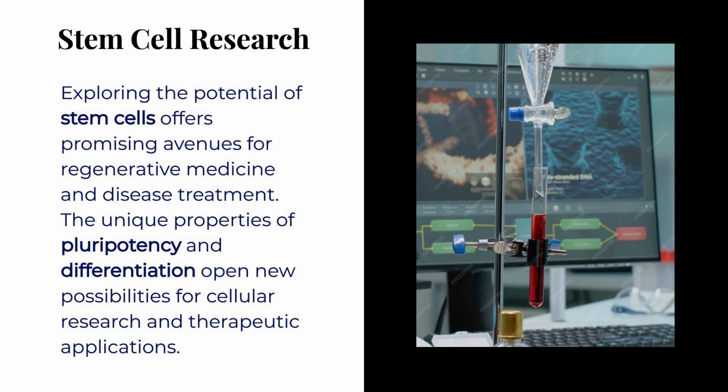Stem cell research. Exploring the potential of stem cells offers promising avenues for regenerative medicine and disease treatment. The unique properties of pluripotency and differentiation open new possibilities for cellular research and therapeutic applications.